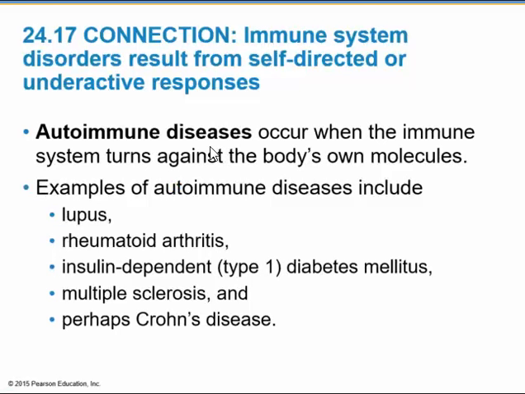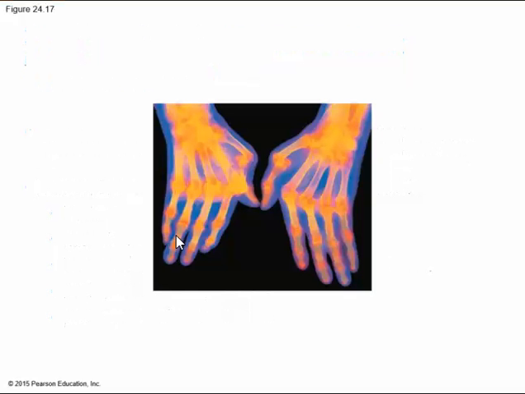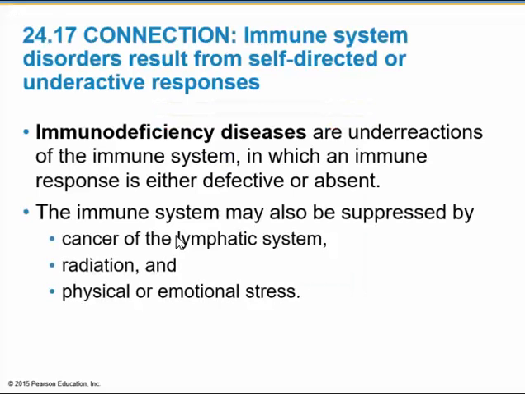Alright, when the immune system turns against itself, that's when autoimmune diseases occur, such as lupus, rheumatoid arthritis, type 1 diabetes, multiple sclerosis, and perhaps Crohn's disease. Immunodeficiency diseases are when the immune system underreacts, in which the immune system has been compromised. This can be due to cancer, exposure to radiation, or stress.